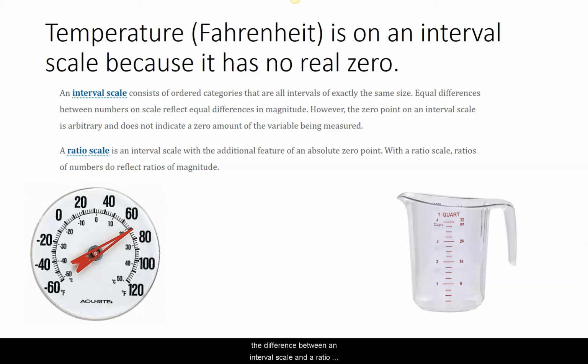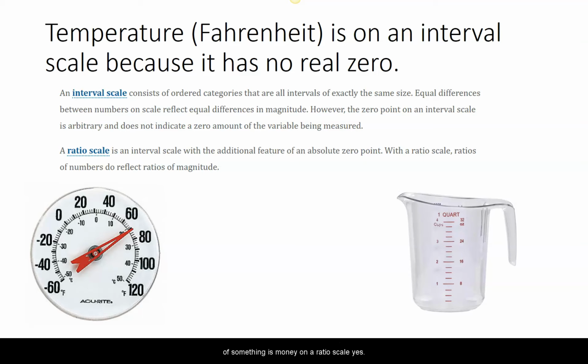The difference between an interval scale and a ratio scale is merely one tiny thing, is that the ratio scale has a meaningful zero. Each of them have meaningful intervals. So the difference between 20 and 40 degrees Fahrenheit is roughly the same as the difference between 40 and 60. But with the ratio scale, the zero is actually meaningful. It quantifies a lack of something.